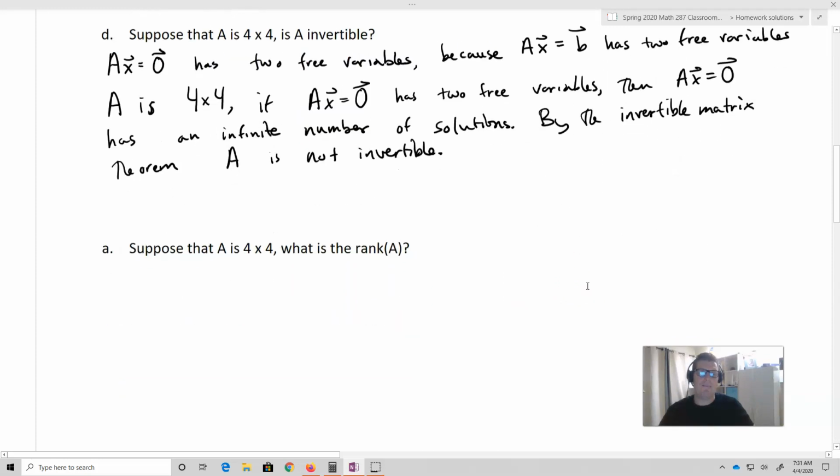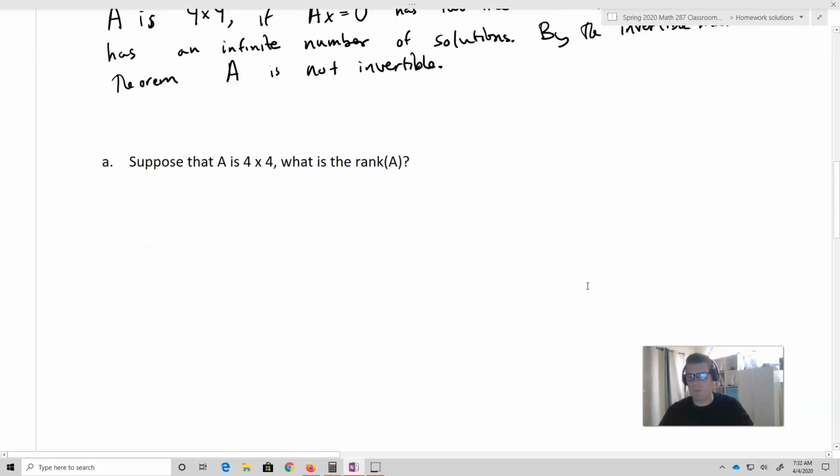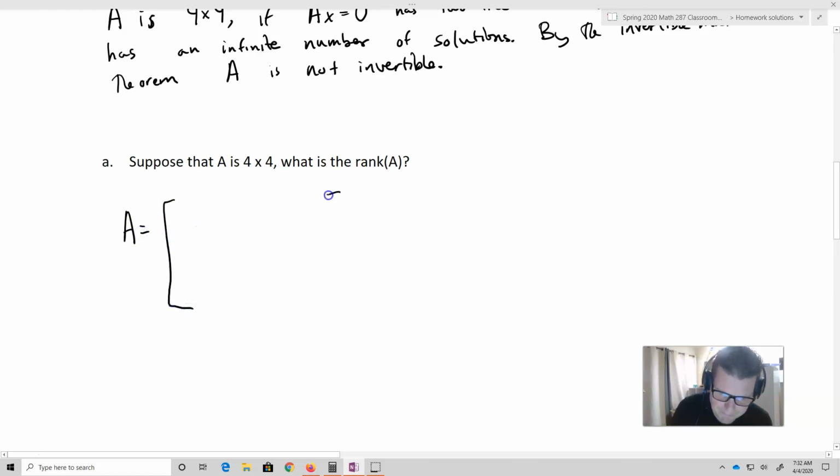Now, next step. Suppose that A is 4 by 4. What is the rank of A? See, we just talked about that. All right. So now what I want to do is picture a matrix. A equals, okay. It's 4 by 4, and it's got two free variables. So let's let x3 be free, and x4 be free.